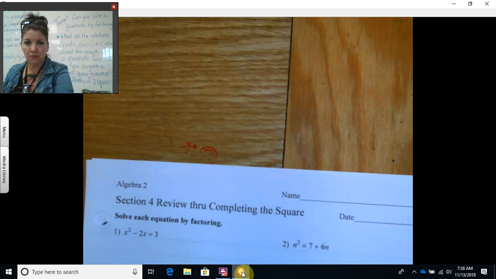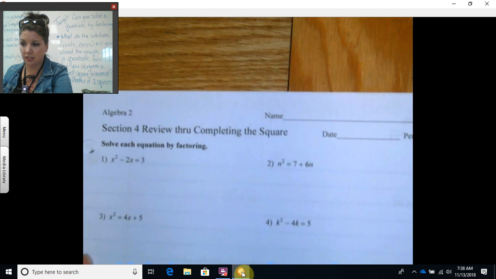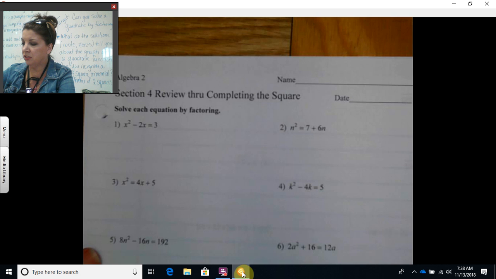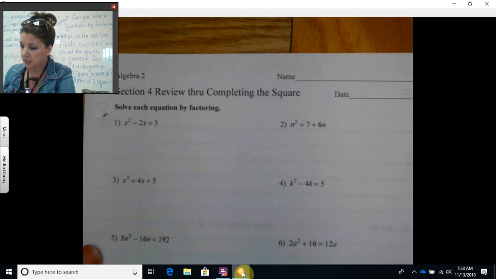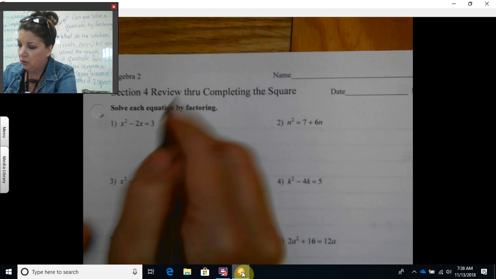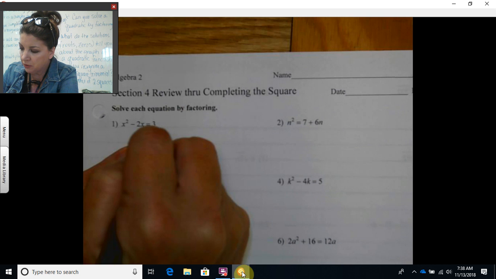So, section for review, it's through completing the square. On the first 10, you are solving by factoring. Remember, when you are using factoring to solve, you have to get your problem set equal to 0 and in standard form. Let me do the first one with you. On the first one, I'll subtract 3 from both sides.